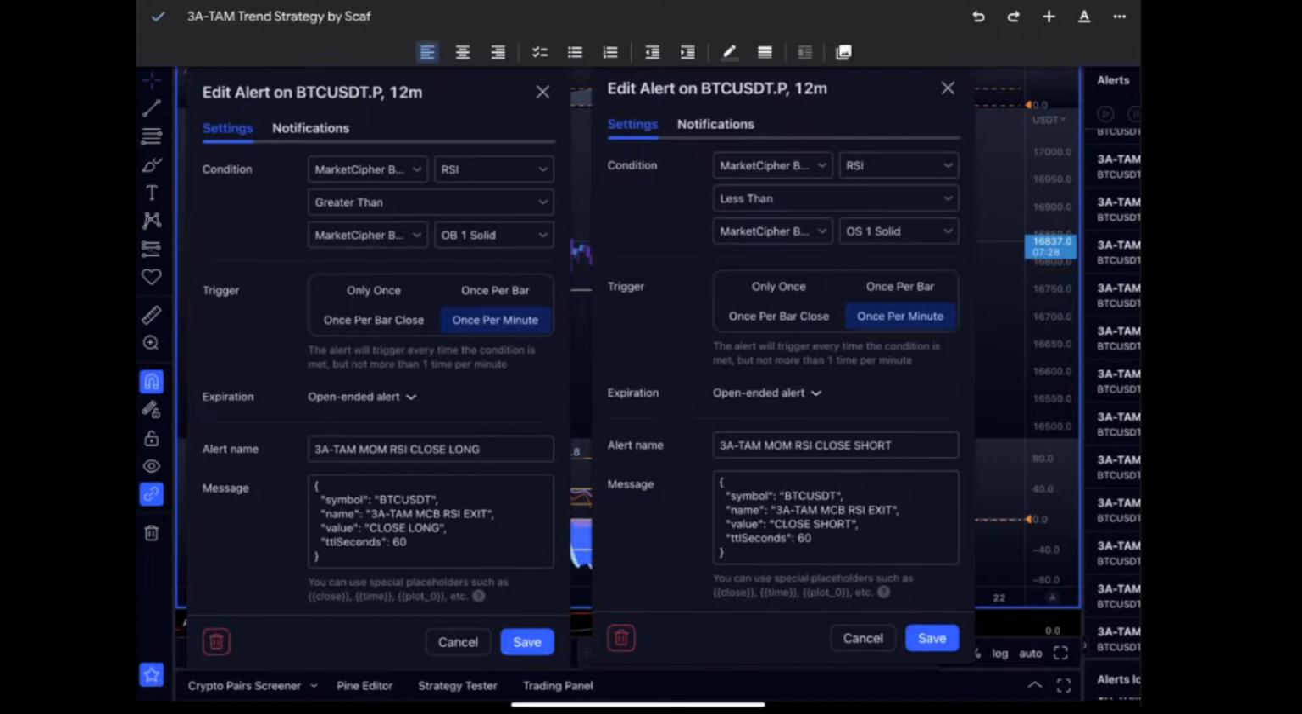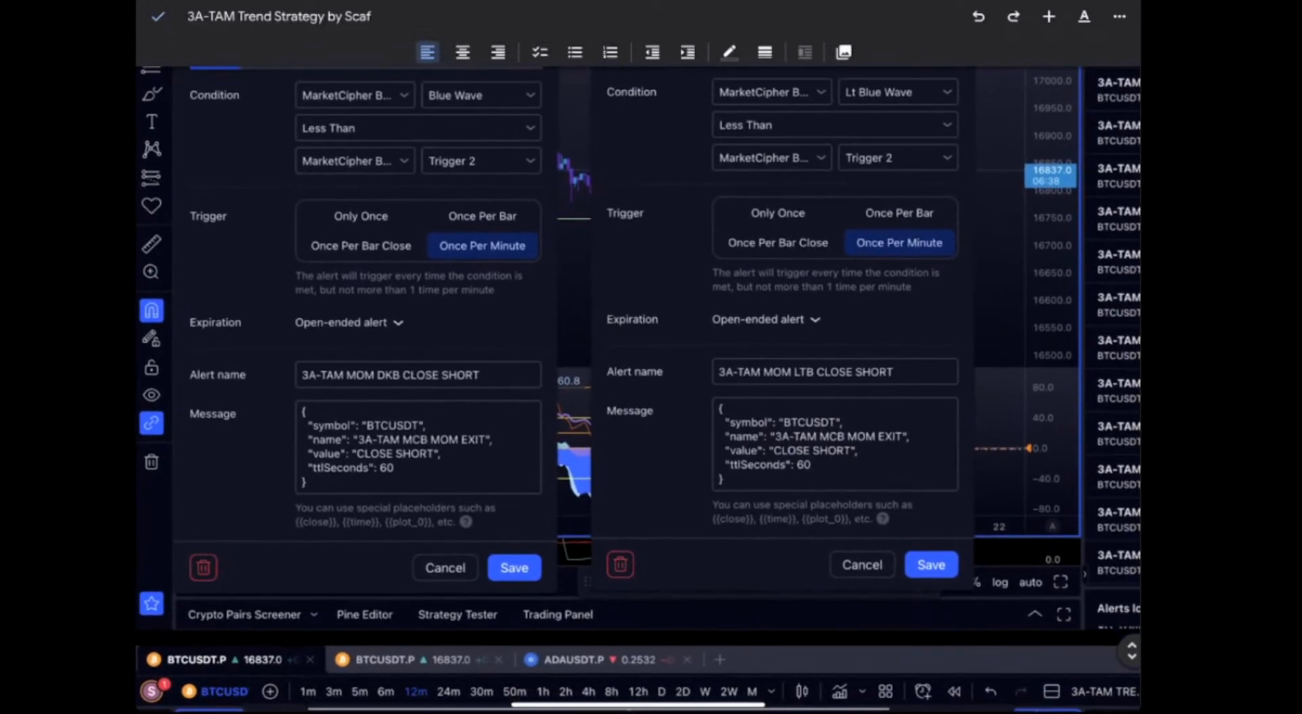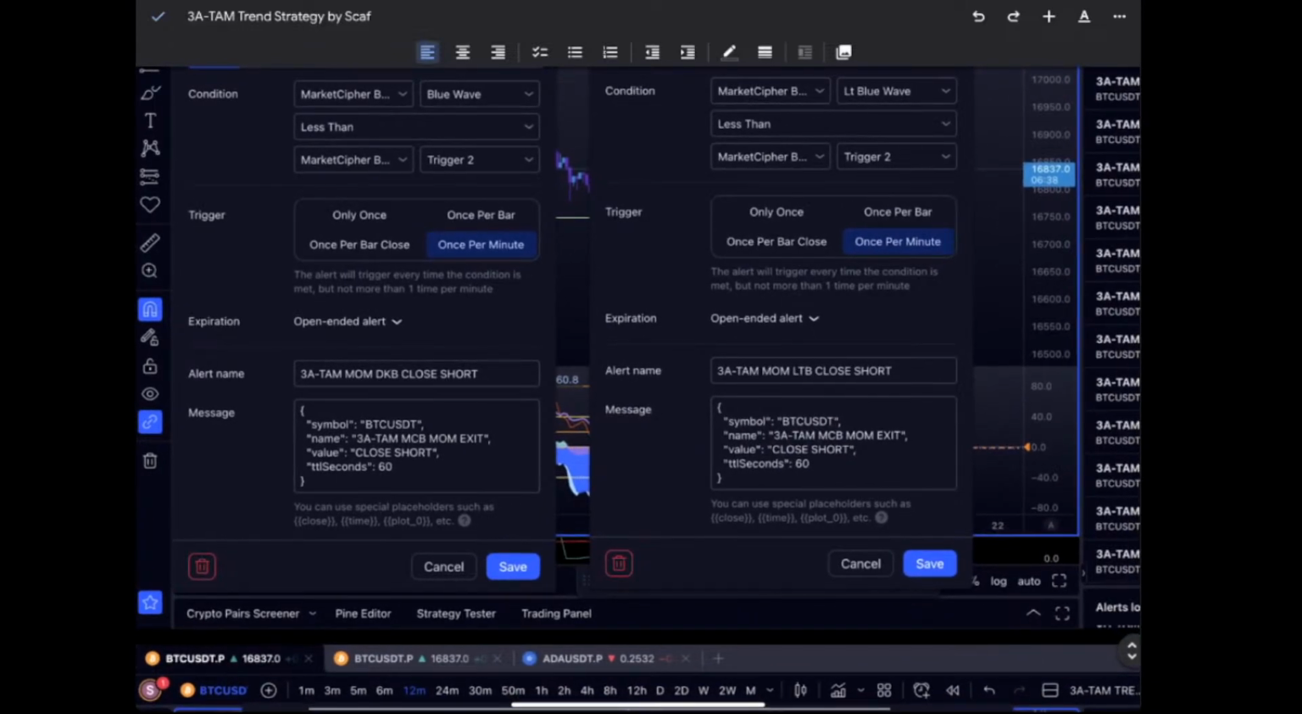And then going on, it's very similar to the open signal, using the triggers, either the dark blue or light blue wave. If it's less than the trigger that we set, which was minus 40, then I'm going to close short, right? Dark blue or light blue.